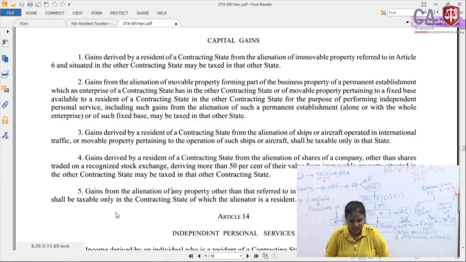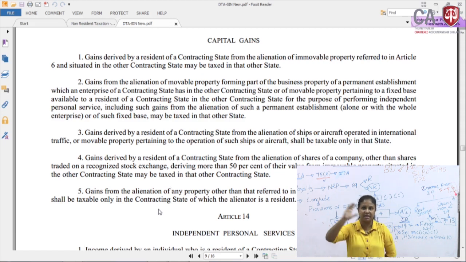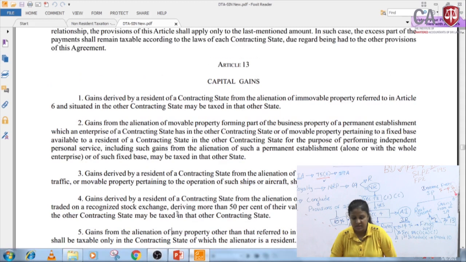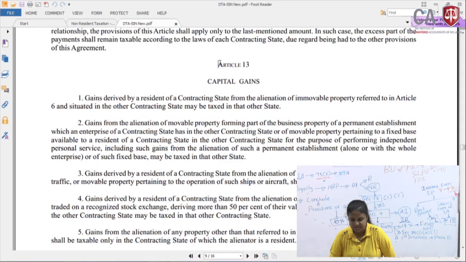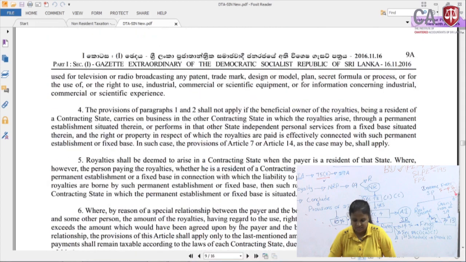Then fifth one: gain from the alienation of any property other than that referred to in the preceding paragraphs of this article shall be taxable only in the contracting state of which the alienator is resident. That means if the alienator is in Singapore, other than the movable and immovable properties mentioned above, all others should be taxed in the resident country. Okay. That is the end of the discussion of Article 13 and Article 6.